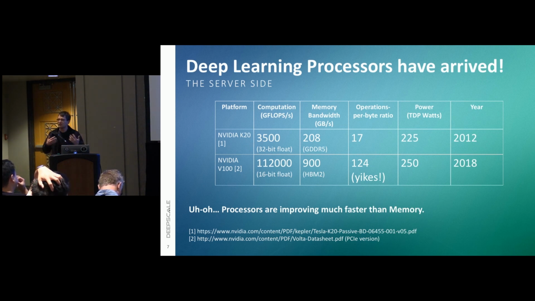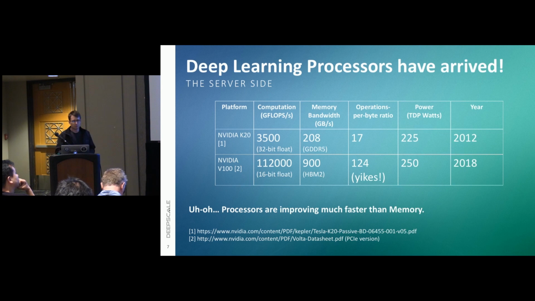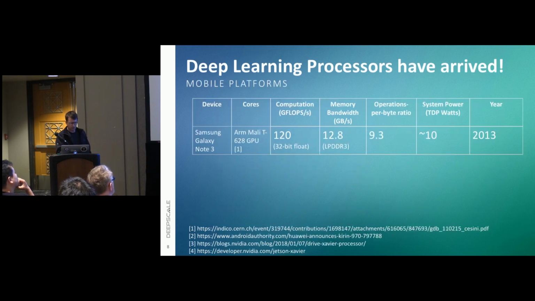Or basically, we have to be about 10 times more efficient or conservative with using memory bandwidth if we want to get anywhere near that 112 teraflops per second that NVIDIA claims. So basically, processors are improving much faster than memory. Given that this is a session on efficient deep learning, I should probably talk about mobile as well.